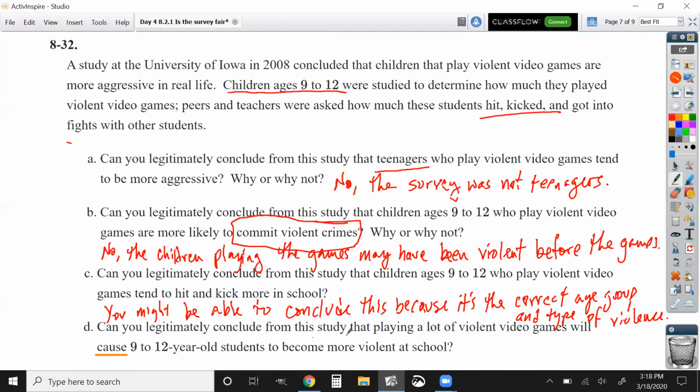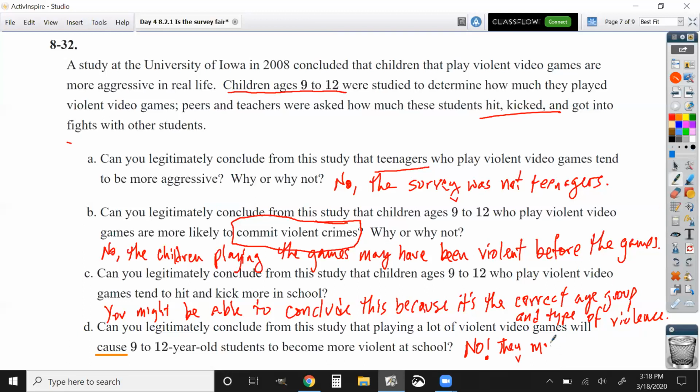Part D, can you legitimately conclude from the study that playing a lot of violent video games will cause 9 to 12-year-olds to become more violent? No. There might be an association, they might be connected, but the video games may not be the cause of the violent behavior. So you could say something like, they may be connected, meaning age and violence. They may be connected, maybe is 2 words.